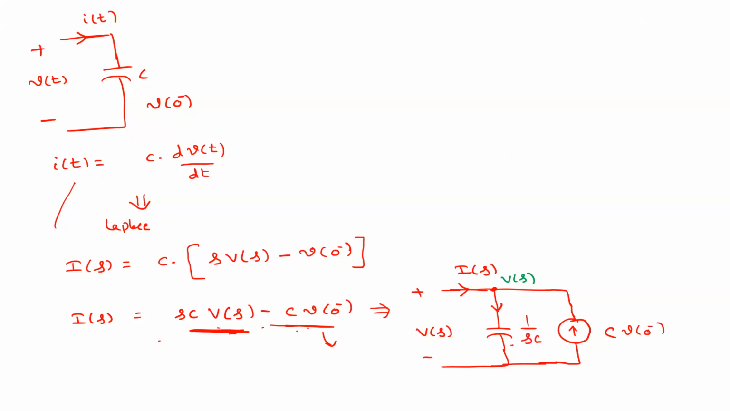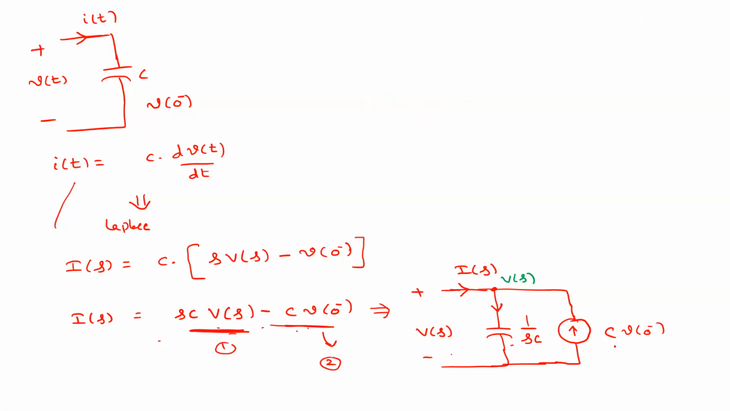So the current will be equal to V of S by 1 by SC, which is equal to SC into V of S. This is the first term, and this is the second term. The second term we represented as a voltage source, so a current source. Understood? So this is the KCL based equivalent circuit.